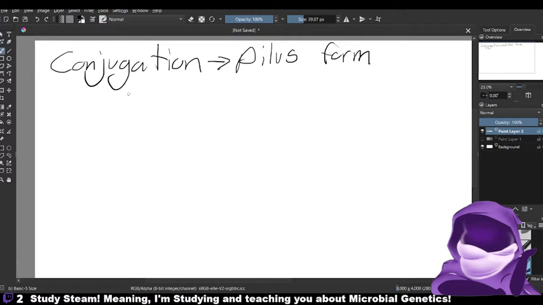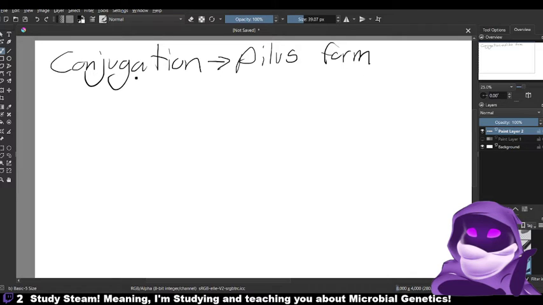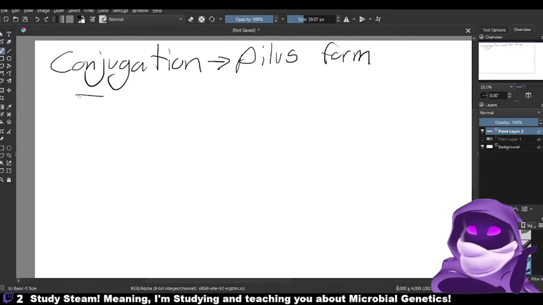Actually, it's not called a mating bridge anymore. Old, crusty scientists way back when who didn't know what they were talking about called it a mating bridge. Sometimes they knew what they were talking about, but usually they didn't. It is safe to say most old scientists didn't know what they were talking about. They just saw things and were like, huh, I'm going to make a best guess. Nowadays, that's not the case. But anyways, they called it a mating bridge. We're not going to call it that because that's wrong.